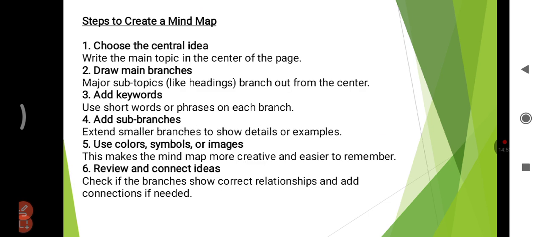The steps to create a mind map: choose the central idea, draw main branches, add keywords, add sub branches, use colors, symbols and images, review and connect ideas. These are the steps to create a mind map.